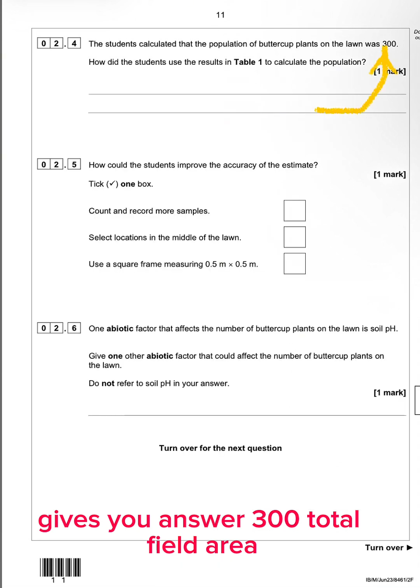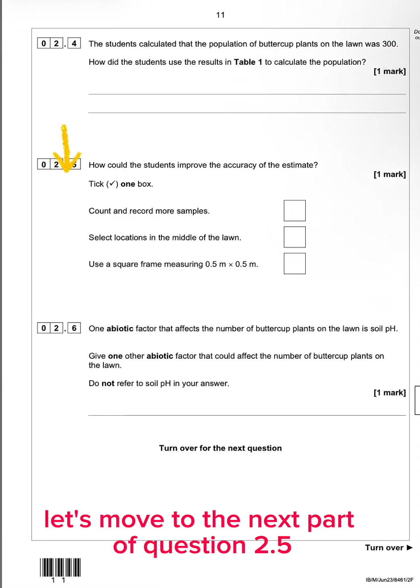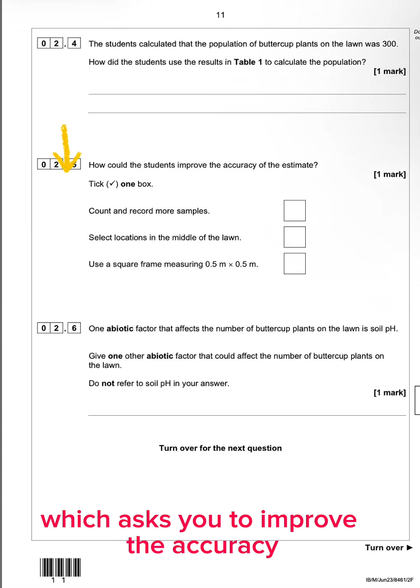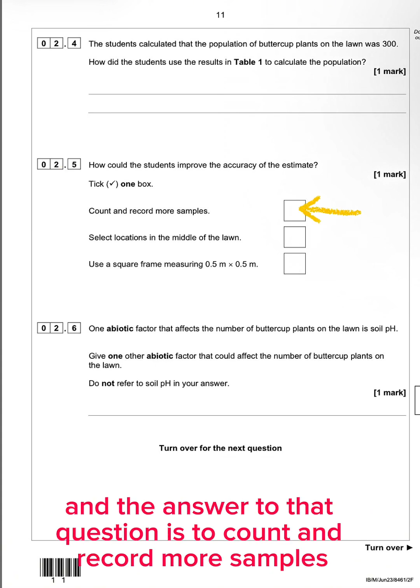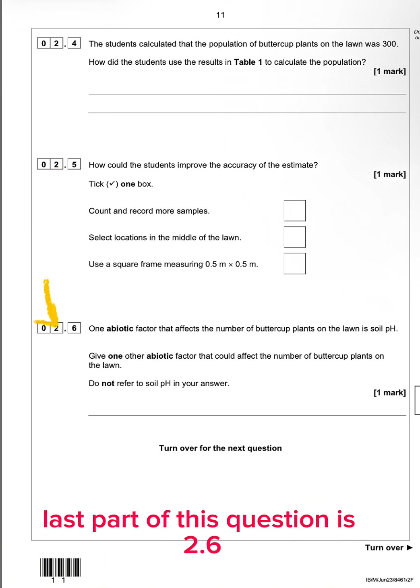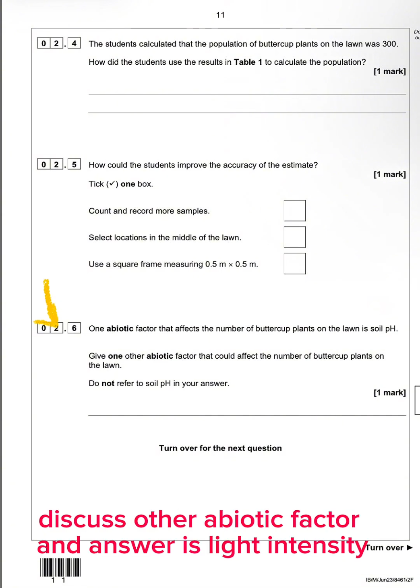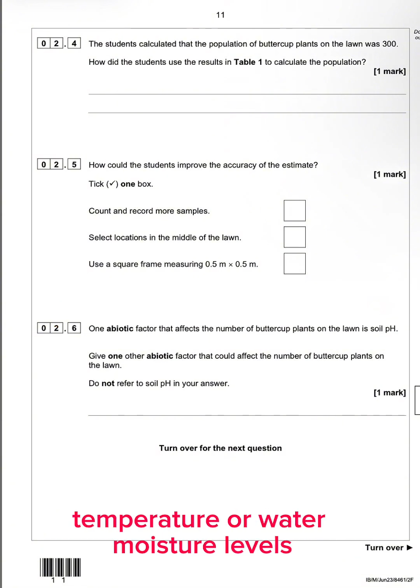Let's move to the next part of question 2.5, which asks you to improve the accuracy, and the answer to that question is to count and record more samples. The last part of this question is 2.6, discuss other abiotic factors, and the answer is light intensity, temperature, or water moisture levels.